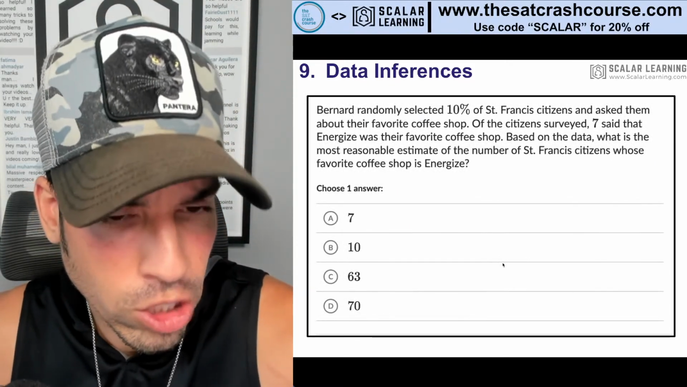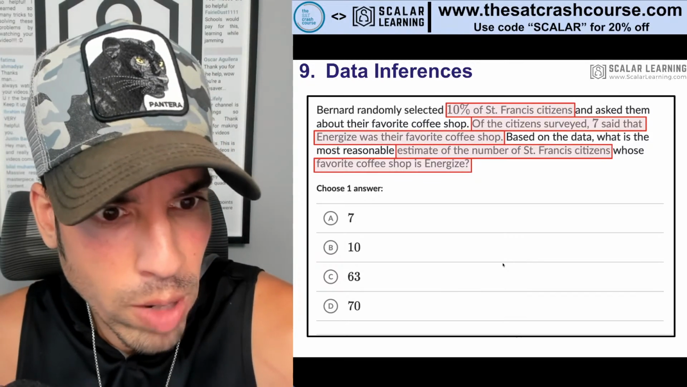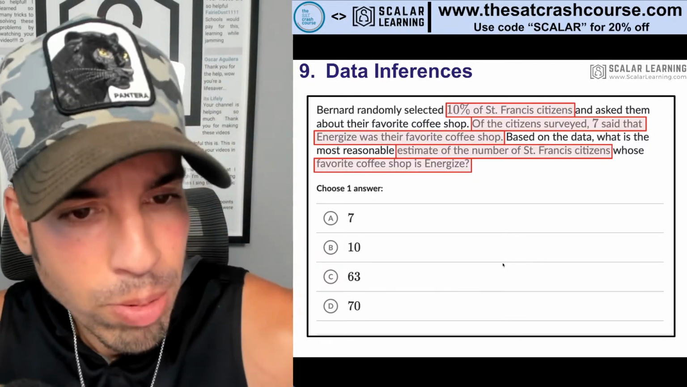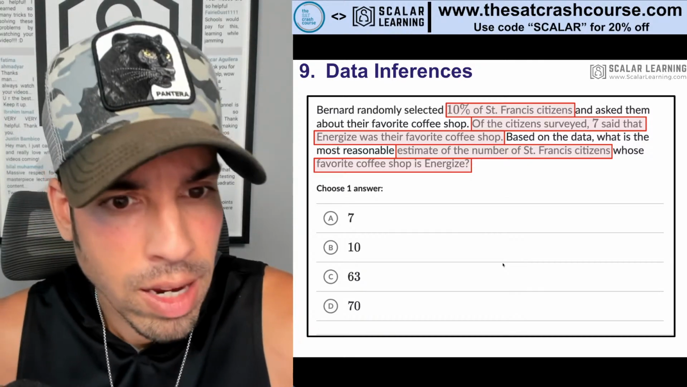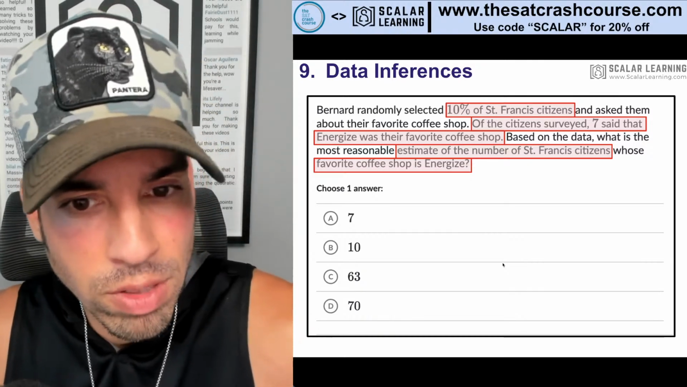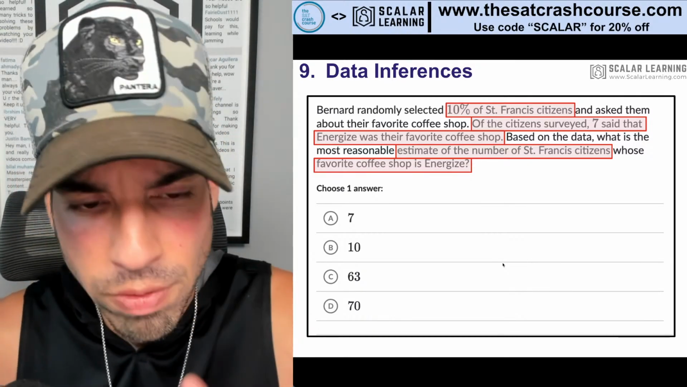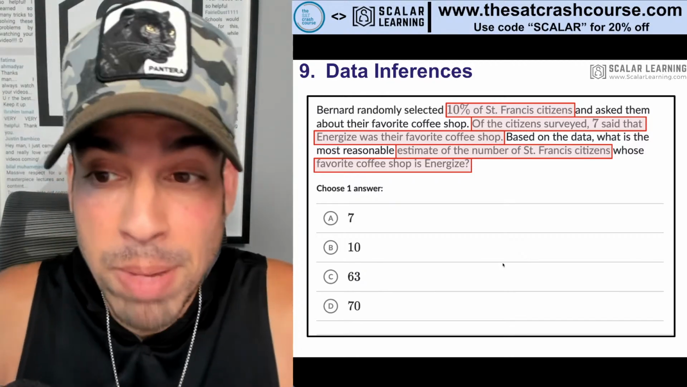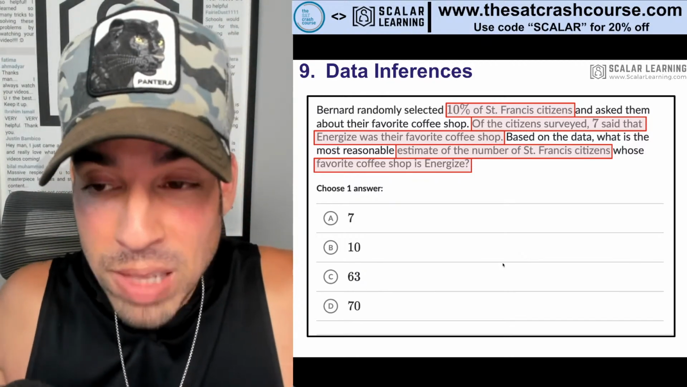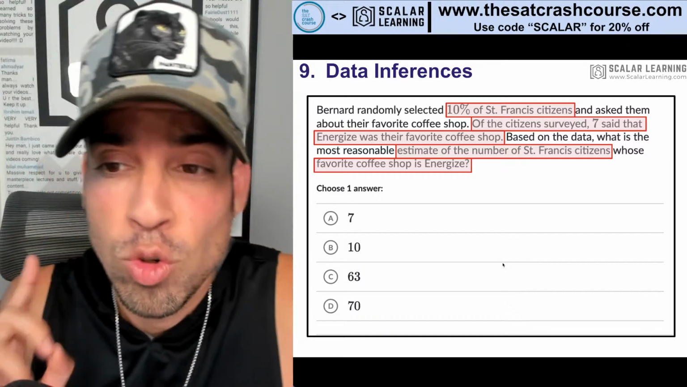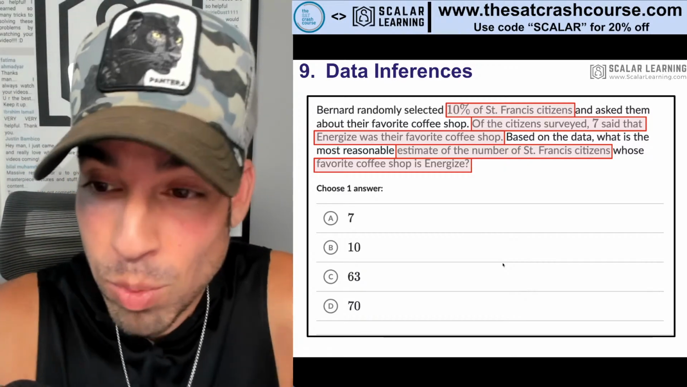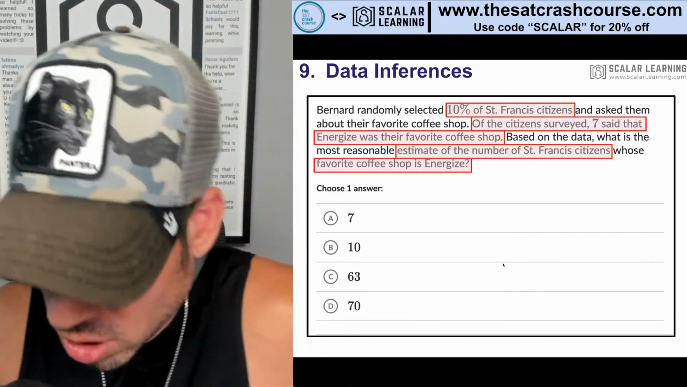Another sample question. So let's step it through, right? We've got 10% of citizens, and of these, 7 said that Energize was their favorite coffee shop. And we need to now say, based on this, how can we apply this to the entire population? Great way to do this: we're going back. Remember I said we had a nice proportion example? Here's our proportion example of how to solve this.